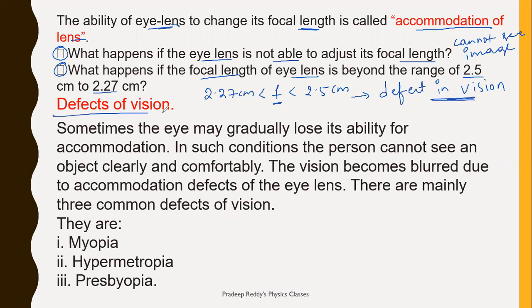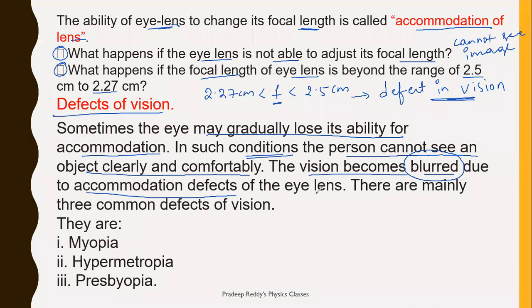So that is the next topic which we are going to discuss. It is defect in the vision. Sometimes the eye may gradually lose its ability for accommodation. As age passes on, after 50 years, 60 years, gradually ciliary muscles get weakened, so the power of accommodation decreases. So we cannot view a clear image. In such conditions, the person cannot see an object clearly and comfortably. The vision becomes blurred. See this. Vision is blurred due to accommodation defects.